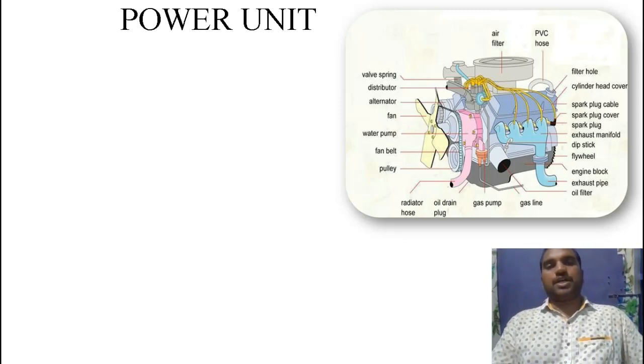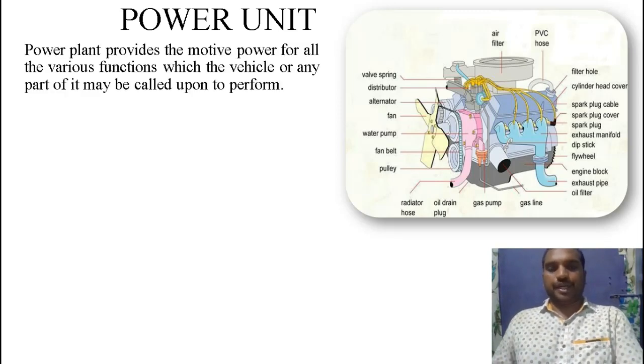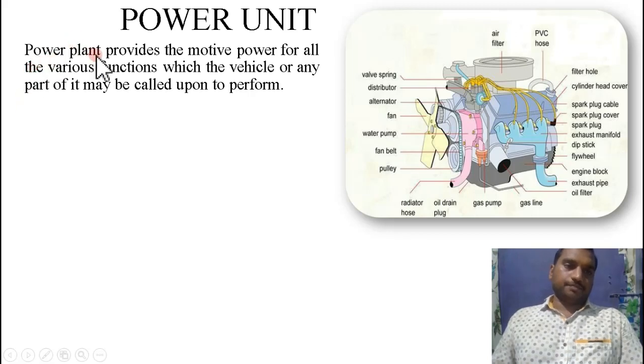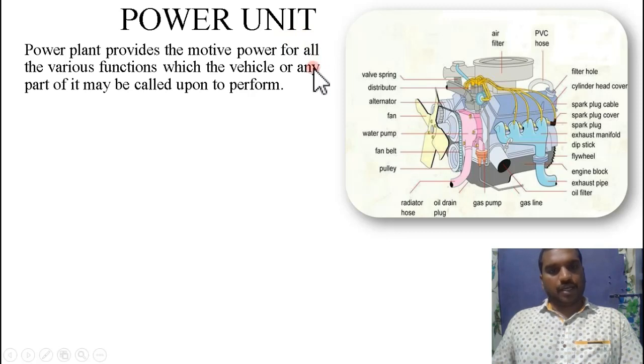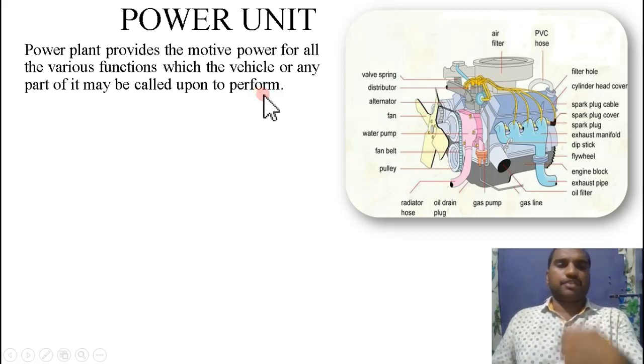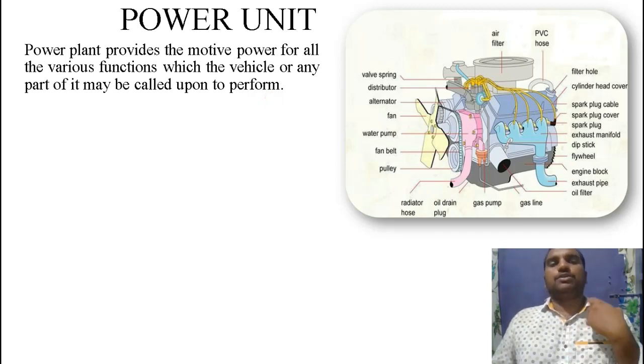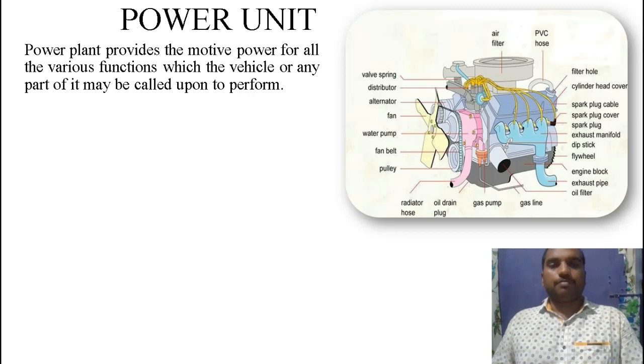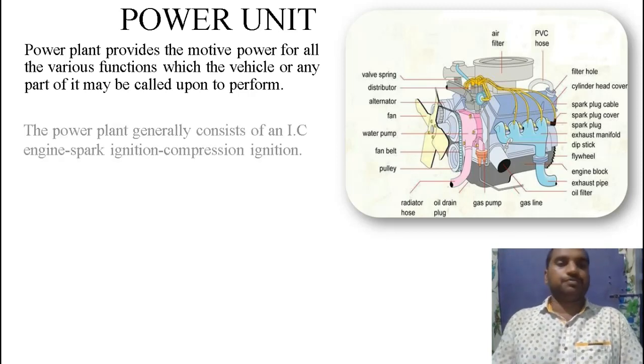Coming to the first point related to the power unit: the power plant provides the motive power for all the various functions which the vehicle or any part of it may be called upon to perform. If any part is to perform, how do we get that? By supplying power. If you supply the power, then that part comes into performance. That power is supplied from the power plant, which is nothing but an internal combustion engine.